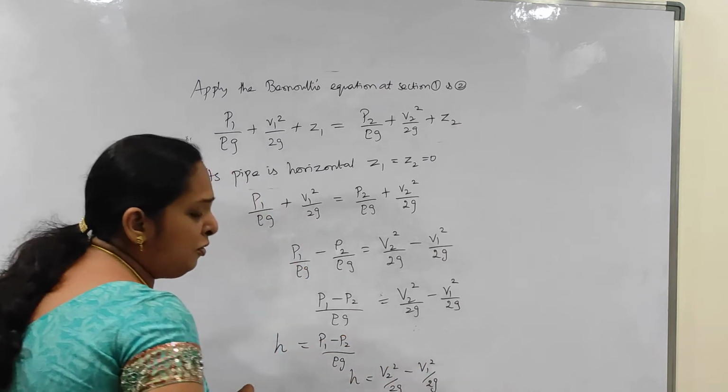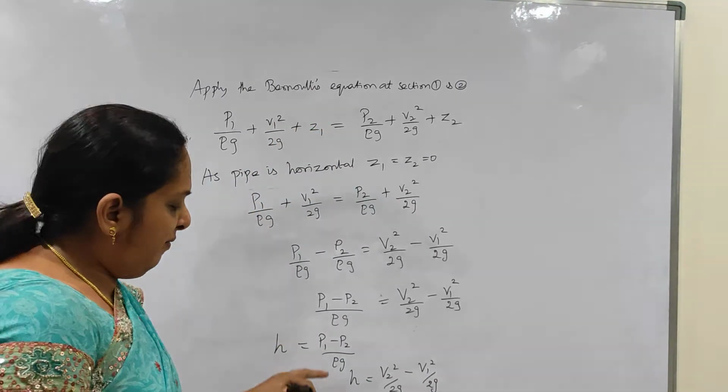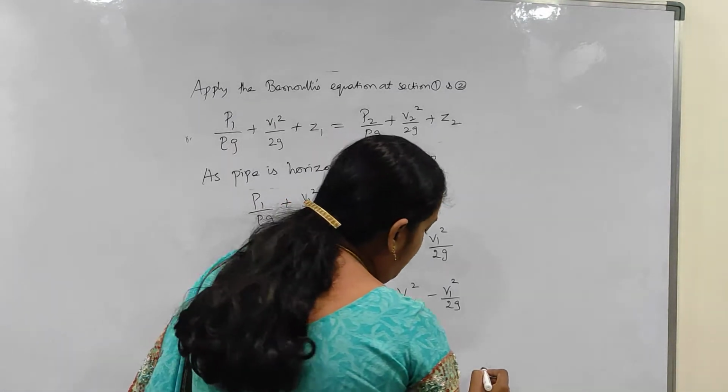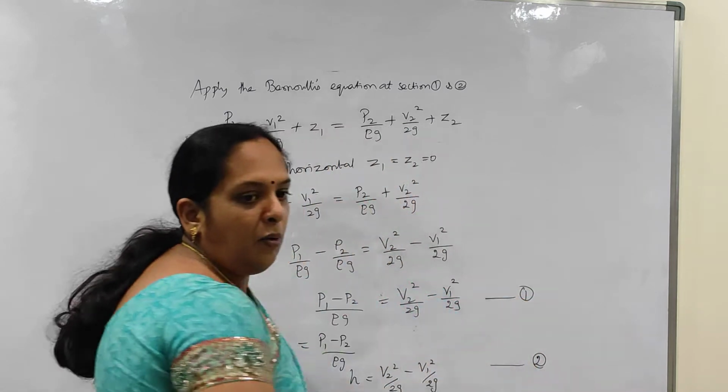So we have applied Bernoulli's equation at section 1 and 2, and we have got the value of H. Let this be equation number 2 and let this be equation number 1.